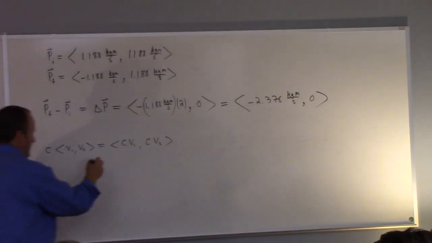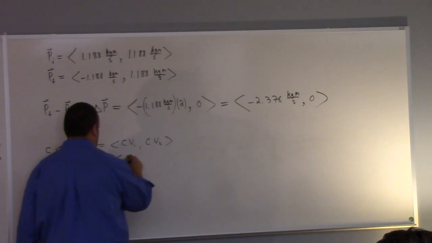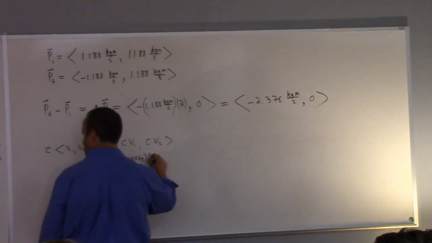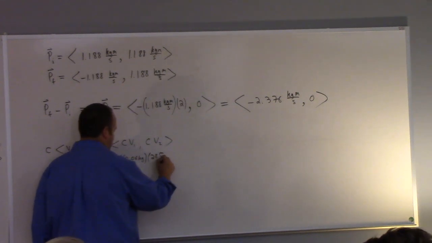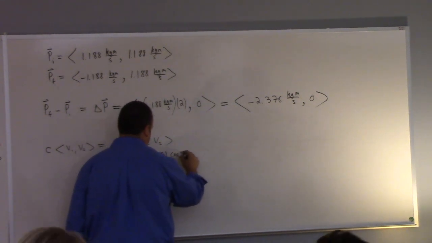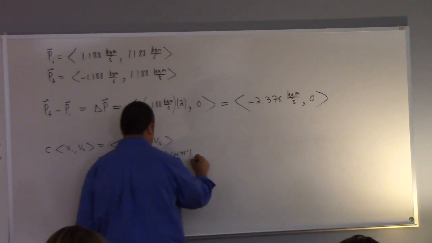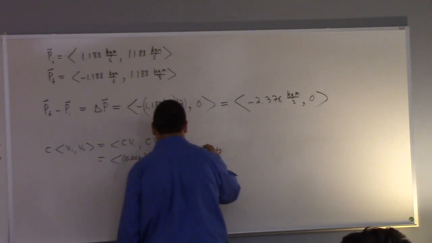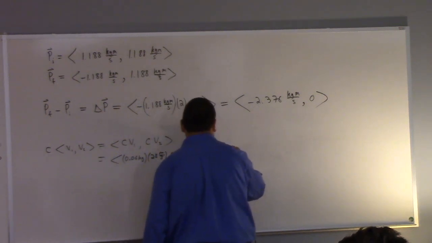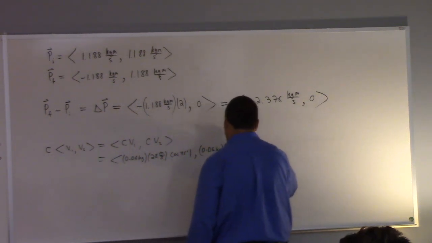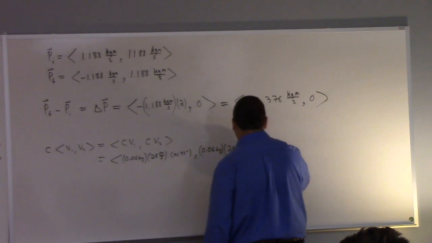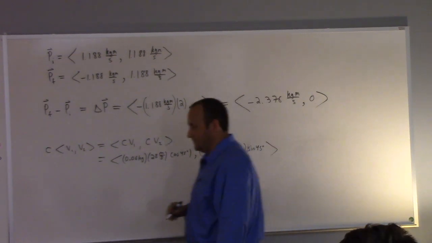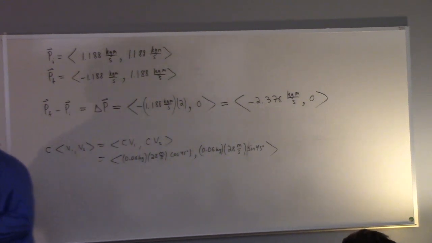Specifically, what we're looking at is 0.06 kilograms times 28 meters per second times the cosine of 45, and then 0.06 kilograms times 28 meters per second times the sine of 45. That was the nuts and bolts of that problem.